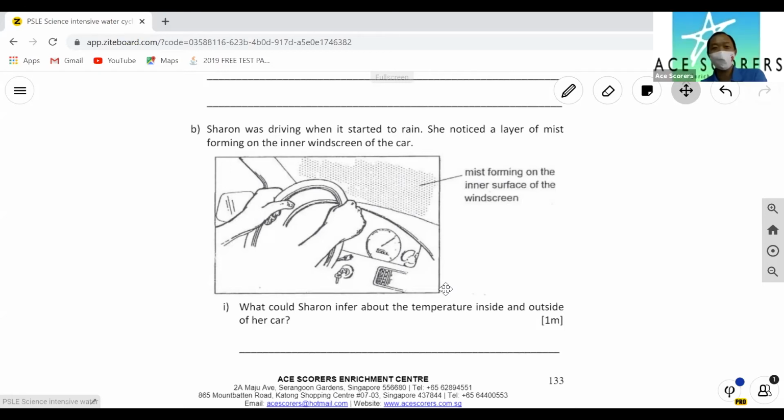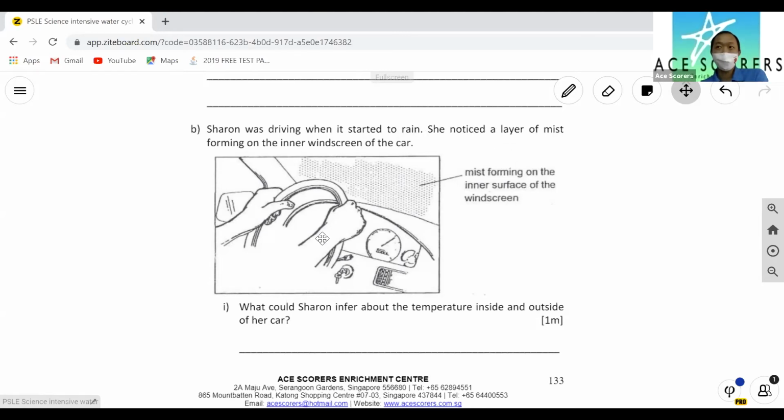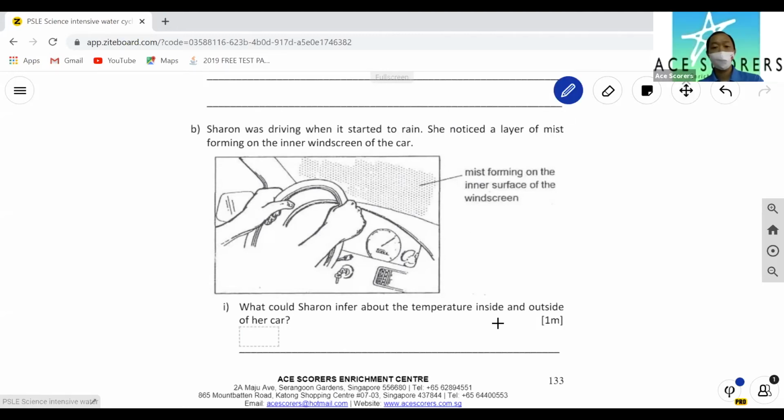Hey, you nearly said warm. Outside is cooler than inside. You know what the problem is? Most Singaporeans, because we travel in vehicles, usually inside is cooler than outside, right? But in other countries, winter, cold countries, this can happen. The outside is cooler than the inside. Outside cooler. So you can say that the temperature.